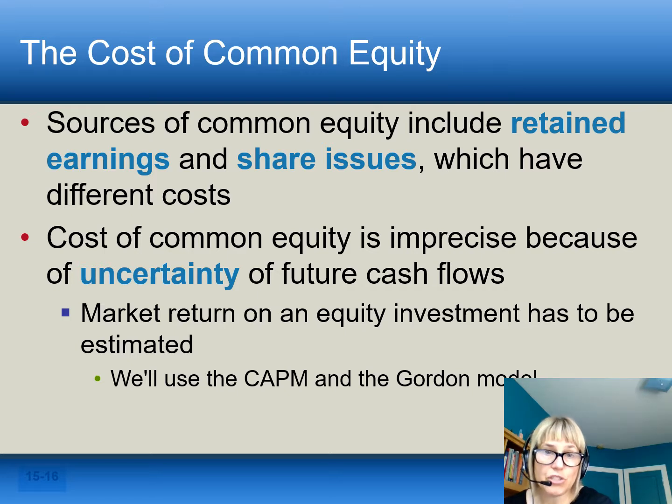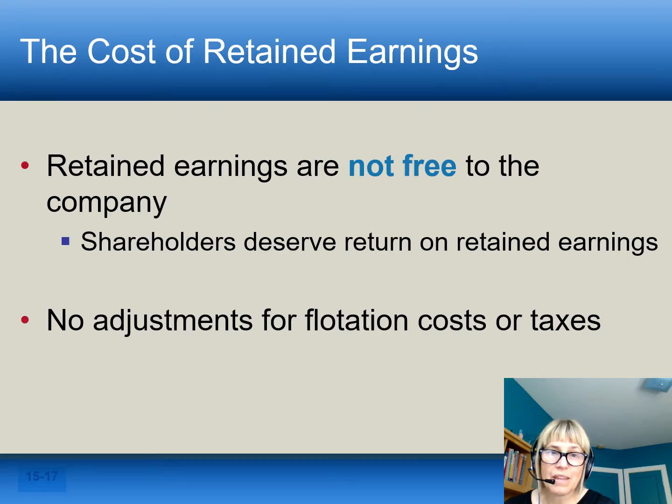And a reminder that retained earnings are part of our common equity, not just the share issues. So both of those things need to be considered in our capital structure. The cost of common equity is imprecise because of the uncertainty of future cash flows. We use CAPM and the Gordon model to stand in for the market rate for both. And we've discussed those quite a bit.